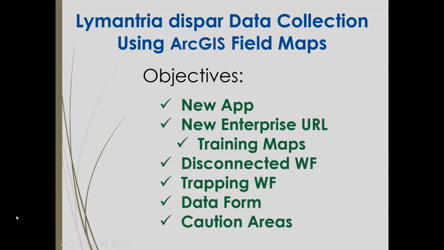So we talked a little bit about the Field Maps application, how it looks, what it does. We talked about the main enterprise URL and where the training maps are held, and making sure that you're putting data in the right one, and when in doubt, sign out. We overviewed that disconnected workflow. We talked about the trapping workflow. Remember, it goes place trap, and then every visit is a trap activity. And the data form, it's very important to enter those things in that data form.